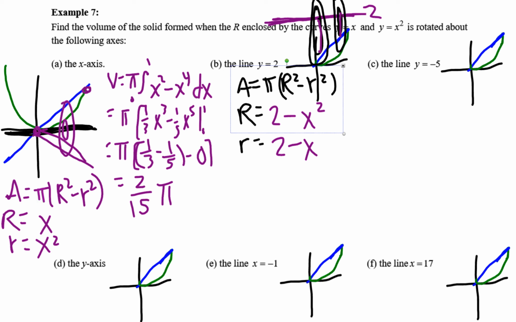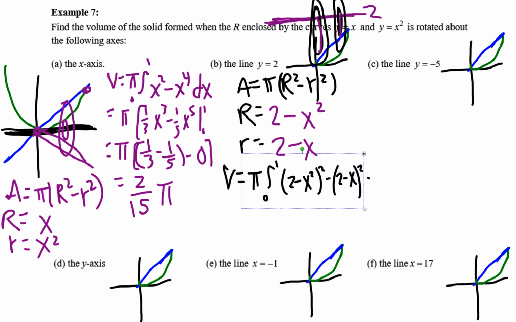Okay, so then lastly, I'll set up the volume. Pi times the integral from 0 to 1, big R squared minus little r squared dx. Okay, and then you could multiply and find the antiderivative and solve.